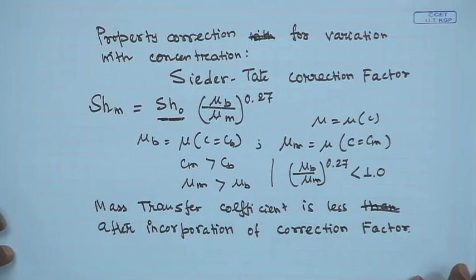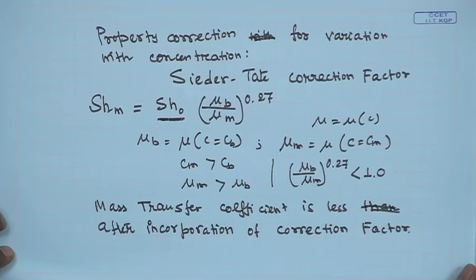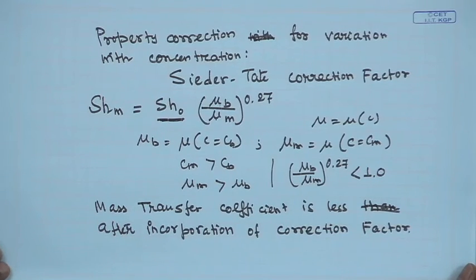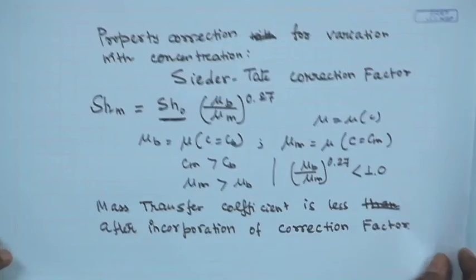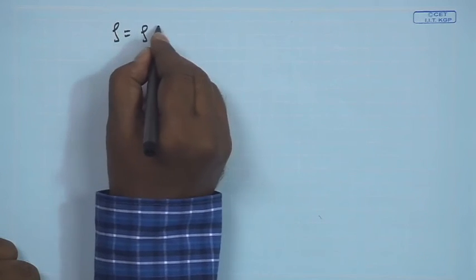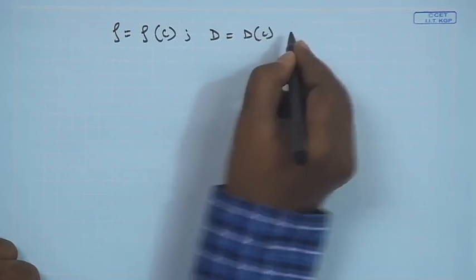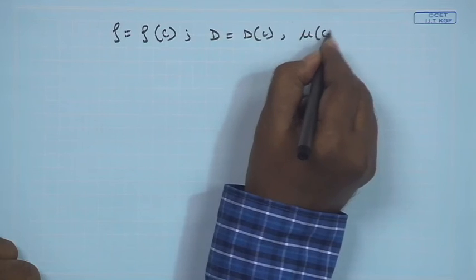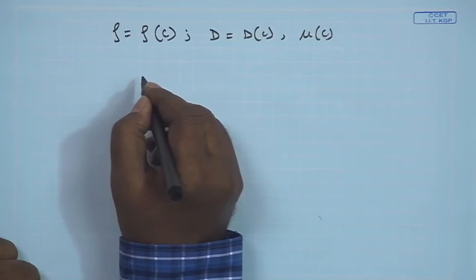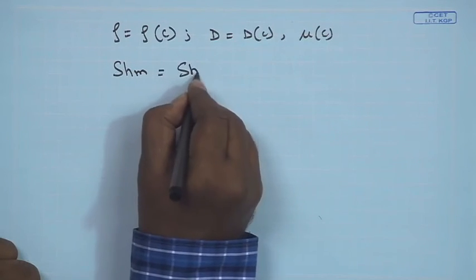Okay. So, next, that is how the system performance can be predicted by taking care of property variation within the mass transfer boundary layer. Now, I would like to say one more thing: if one tries to account for the concentration variation of properties like density, diffusivity and viscosity, all quite important, then one can write the Sieder-Tate correction factor as Sh modified equal to Sh naught.